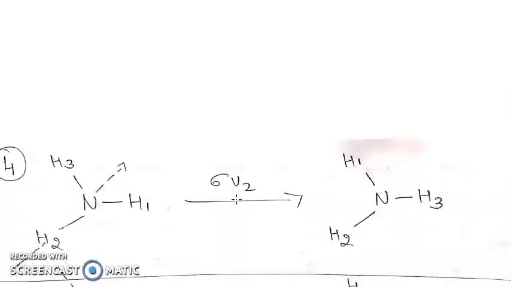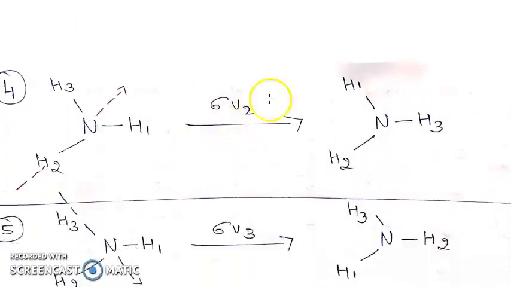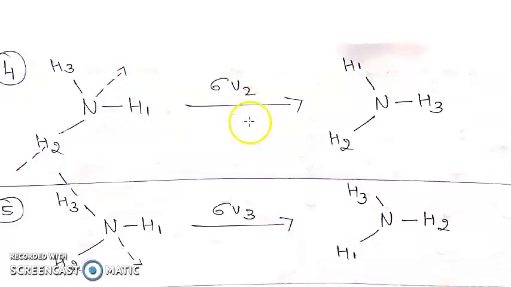The fourth one is sigma V2. The plane is passing through the second hydrogen atom and the nitrogen atom. It bisects the molecule into two equal halves. The first half is NH1, the second half is NH3. These are mirror images of each other. Therefore, the first hydrogen atom and the third hydrogen atom will interchange.